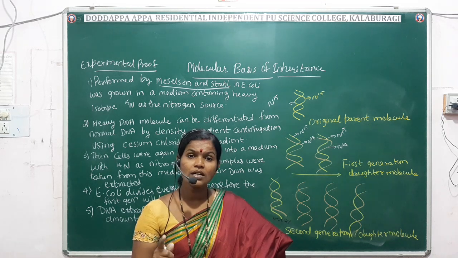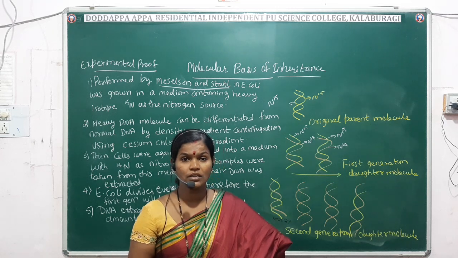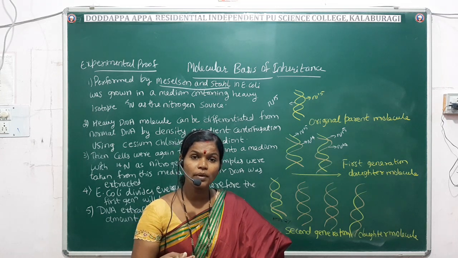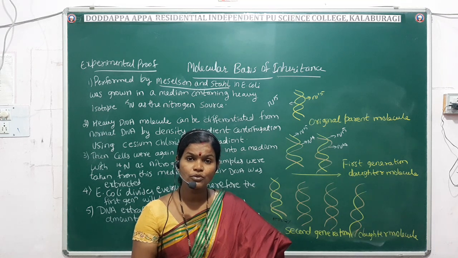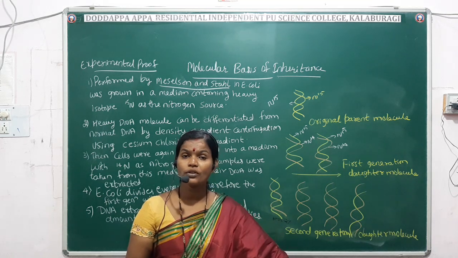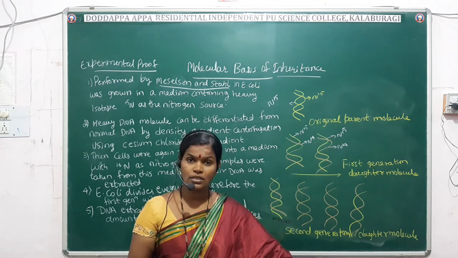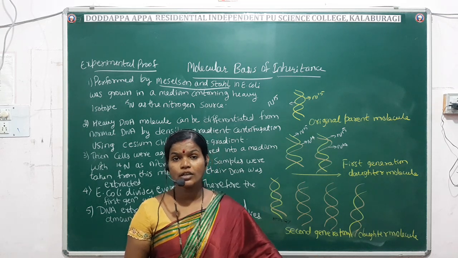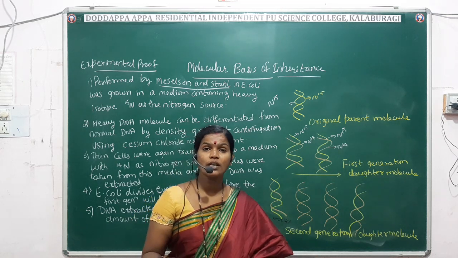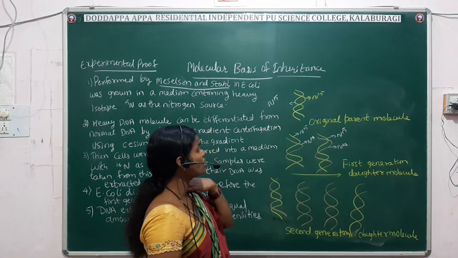E. coli bacteria is undergoing replication by binary fission. First, one parental cell will be there. From the one, two daughter cells will be produced. From the two, four daughter cells will be produced. From the four, eight. From eight, 16, like that. Okay, continue. Up to the 14th generation, they have taken the cells' DNA and cultured it.